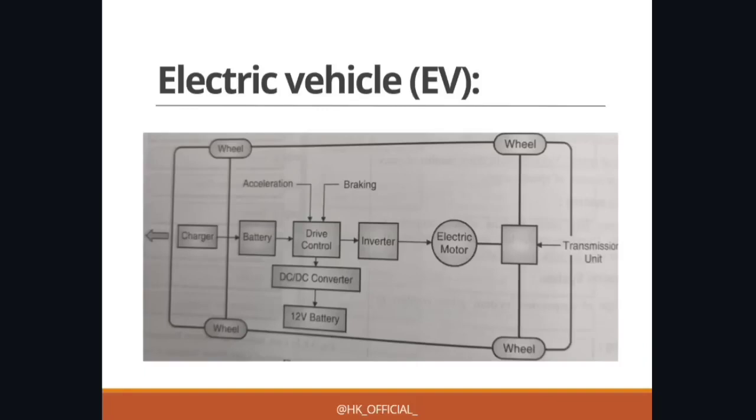Here you can see the layout of electric vehicle. You can see a car layout is present in which 4 wheels are present. According to that you can take the layout of it. In between you can see the drive control where driver will sit. In front of driver battery is there, charger is there. Then you can see braking and acceleration system is present. Then behind driver you can see inverter, electric motor is present, and transmission unit is present. And on the left side of driver you can take DC to DC converter and 12-volt battery. Okay, so this is very simple electric vehicle layout.